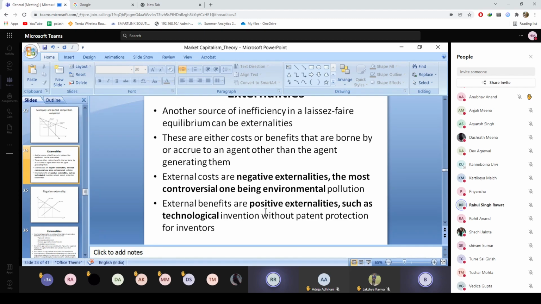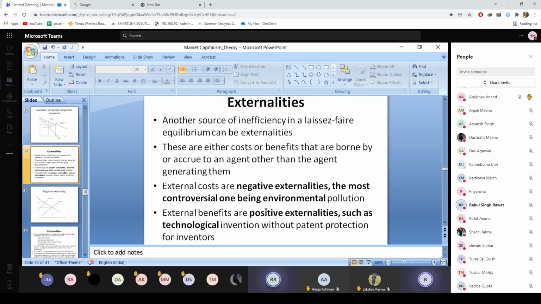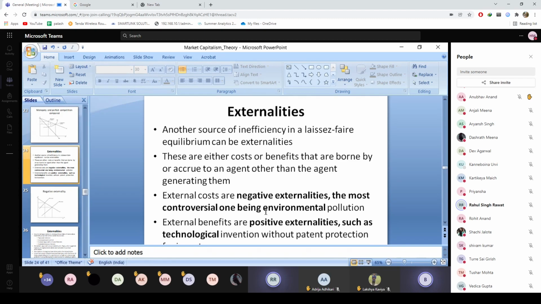There can also be a number of examples of negative externalities. Why is it called externalities in the first place? Now we are discussing the virtue of market capitalism, the virtue of market systems, and how market systems generate efficiency in the economy. In the typical market equilibrium, everything is actually internalized.